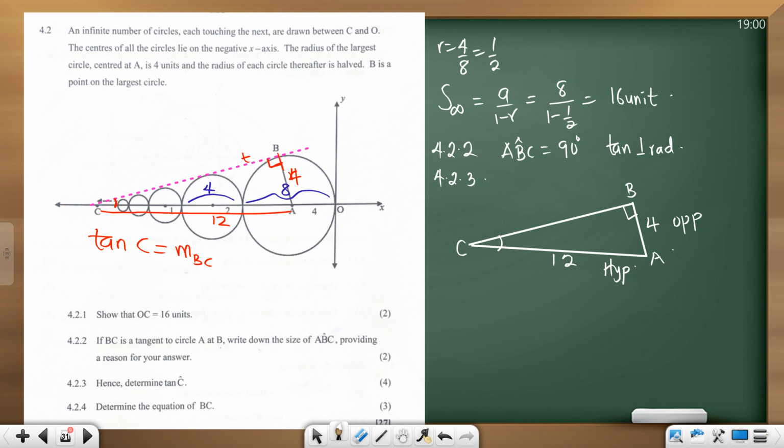Calculate the angle first. Okay, it's fine. But we cannot use tan. We have to use what? Sine. So sine C is opposite over what? Hypotenuse. All right. So sine C equals 1 over 3. What is C? It's the arc sine of 1 over 3. Now it means we can get tan C once you get that angle.